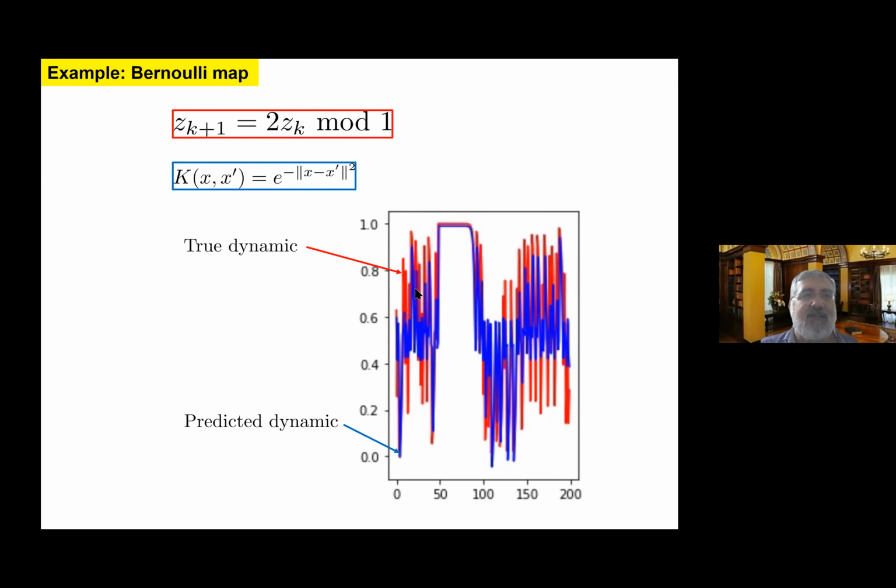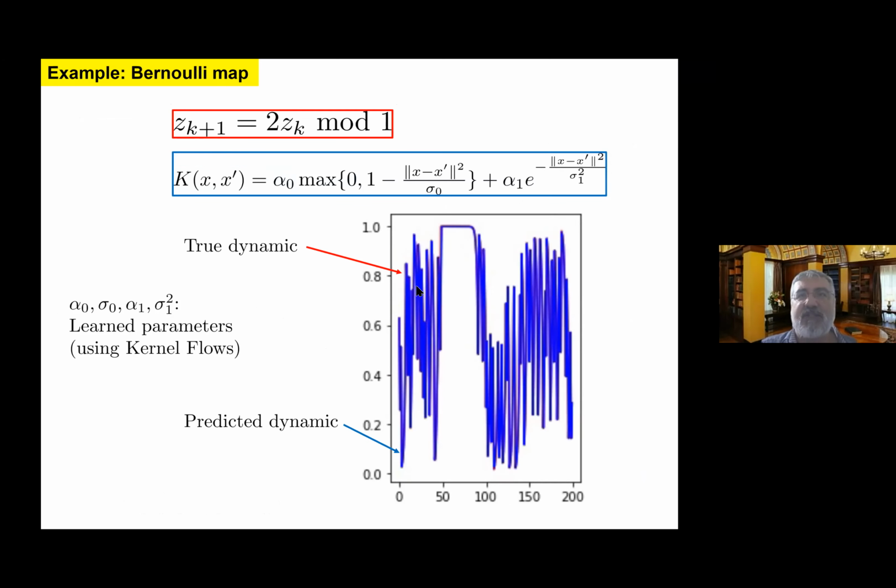Well, now let us add a little twist to this experiment, and let us also learn the kernel K used for creating the surrogate model. What do I mean? Well, for that example, what I mean is that instead of considering a given kernel K, we consider a family of kernels K parameterized by 4 parameters. And we also learn those parameters from the data before regressing the target vector field F dagger. We learn them using the kernel flow algorithm, which I've already described. This figure shows the true dynamic in red and the predicted dynamic in blue. And they are indistinguishable in eyeball norm.